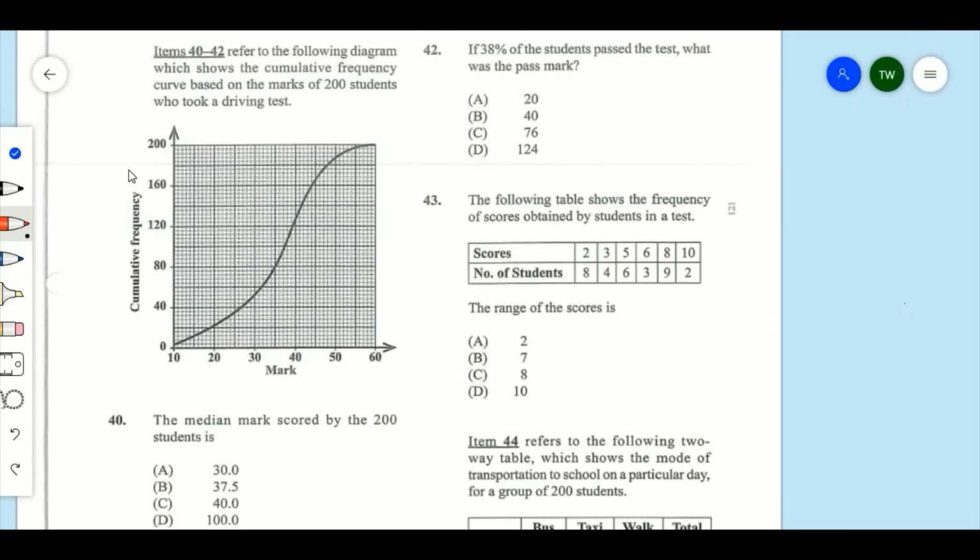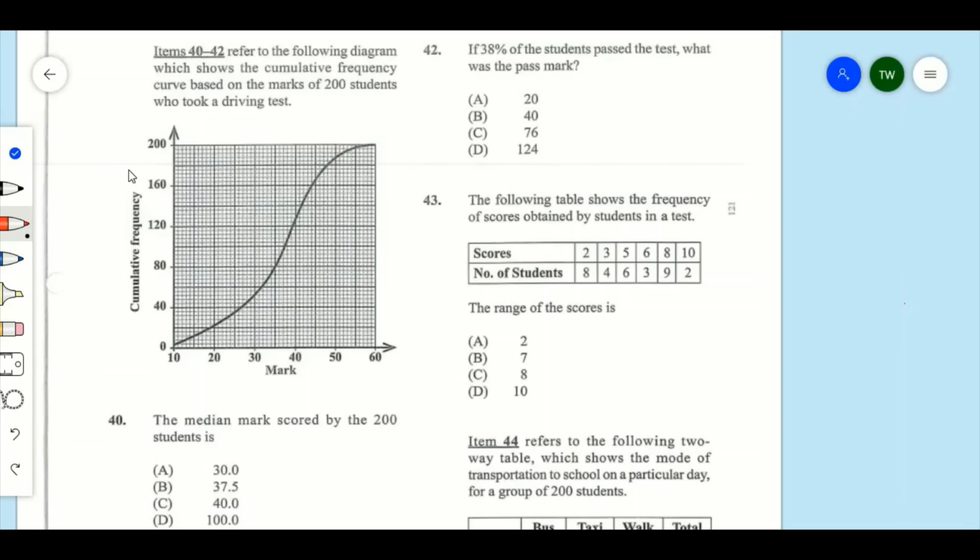Item 40 to 42 refers to the following diagram, which shows the cumulative frequency curve based on the marks of 200 students who took a driving test. And as you can see here on the graph, the cumulative frequency is on the y-axis and the mark is on the x-axis. Now question 40.